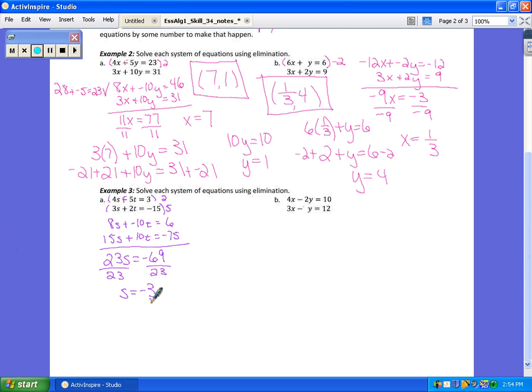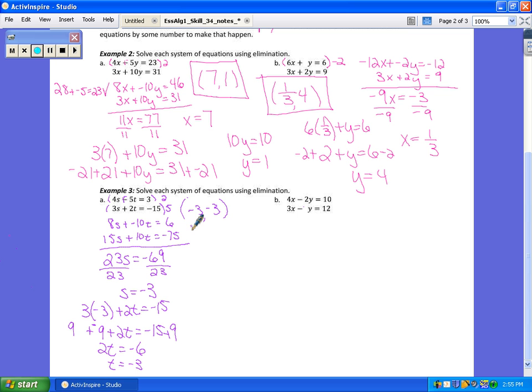So if I put that in either equation, and I'm going to choose the bottom equation, so 3 times negative 3 plus 2t equals negative 15, or negative 9 plus 2t equals negative 15. So I'm going to add a positive 9 to both sides, and I get 2t equals negative 6, or t equals negative 3. And again, alphabetical, s, t, but in this case it didn't really matter because they're both negative 3.